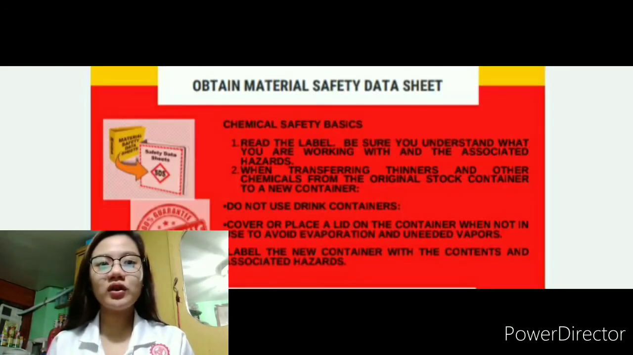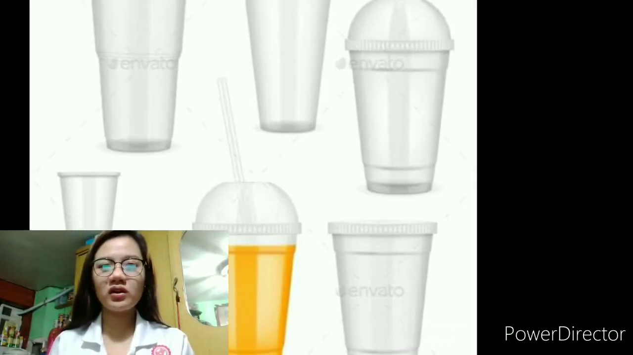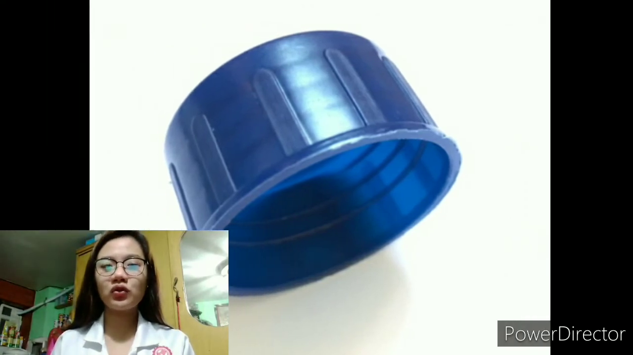Second, when transferring thinners and other chemicals from the original stock container to a new container, do not use a drink container or any random container that you can get in your workplace. So, these are the things you need to do when you're going to use an art material that contains chemicals.